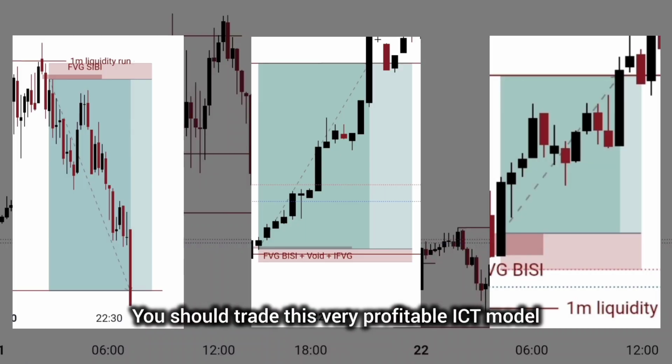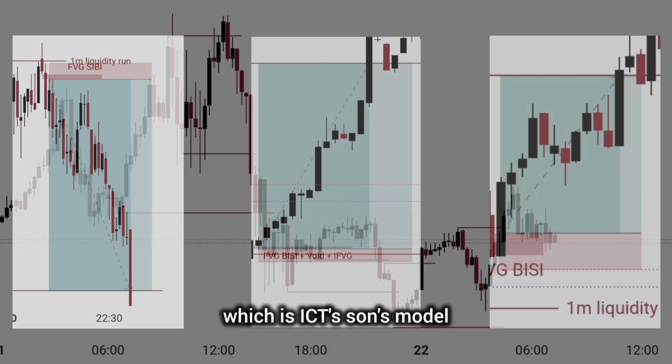You should trade this very profitable ICT model, which is the ICT Sun model.